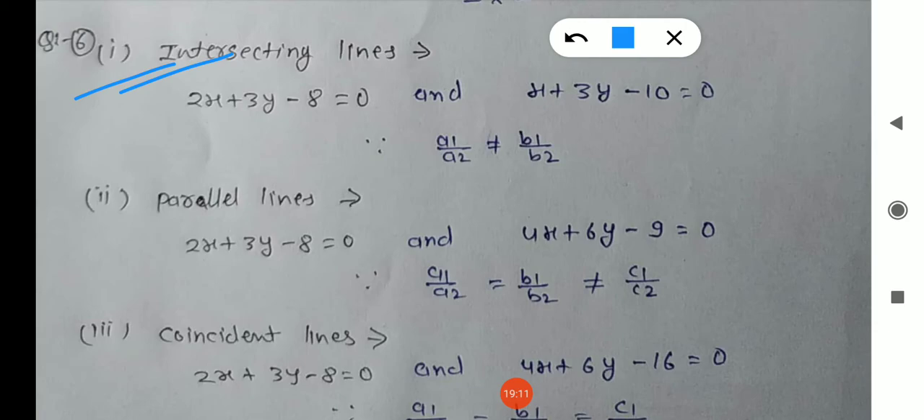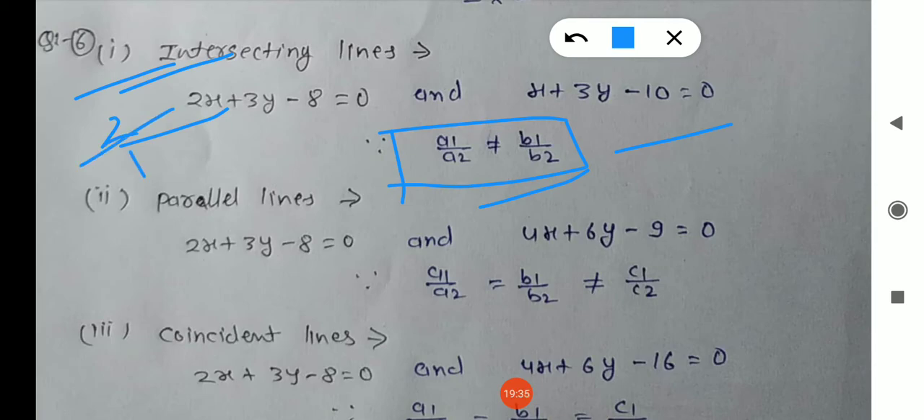What is the intersecting condition? A1 upon A2 is not equal to B1 upon B2. The first equation is given, 2x plus 3y minus 8 equals 0. So if we take x plus 3y minus 10 equals 0, then A1 upon A2 is not equal to B1 upon B2. Why? Because A1 is 2, A2 is 1, B1 is 3 and B2 is 3. So 2 upon 1 is 2, and 3 upon 3 is 1. So 2 is not equal to 1. It means A1 upon A2 is not equal to B1 upon B2.